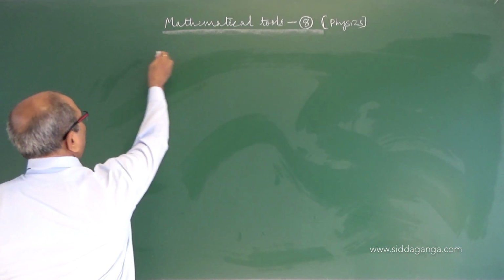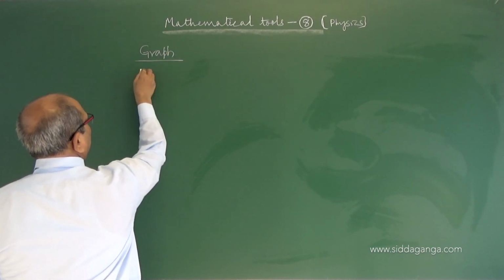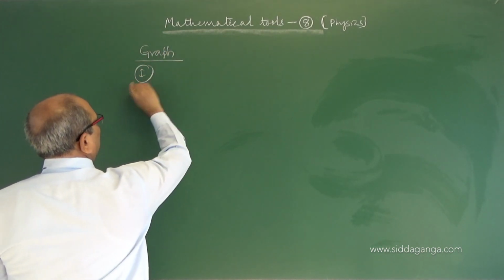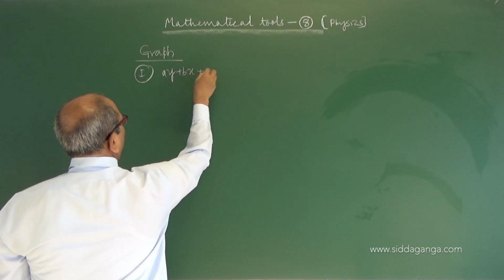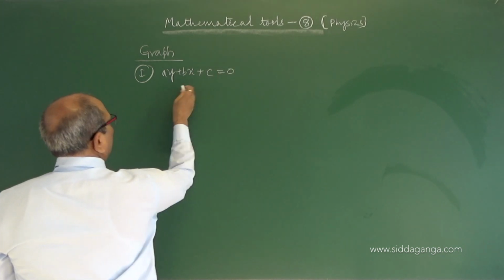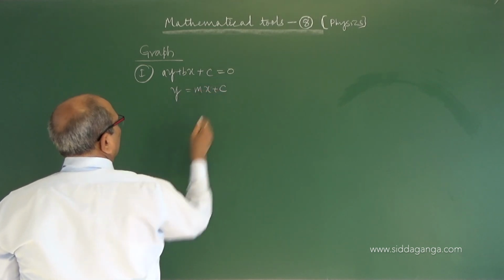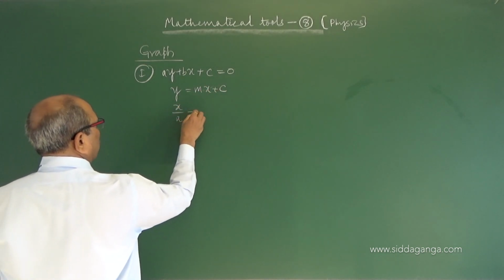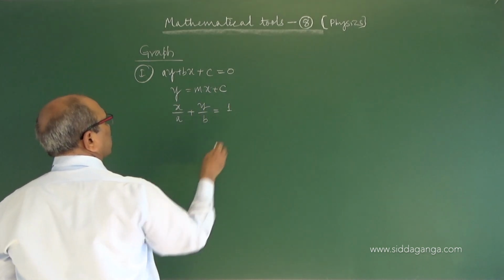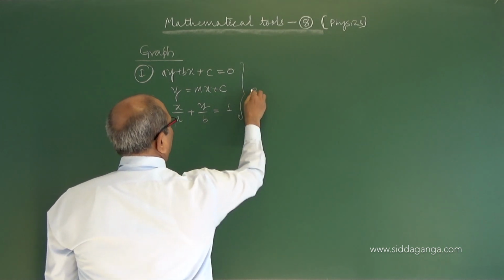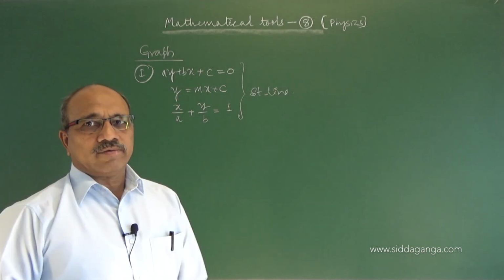So, hi students, let us conclude from this. In case of graphs, if you see the equations, first, if the equation is ax plus by plus c equal to 0, or y equal to mx plus c, or x by a plus y by b equal to 1, the graph is a straight line.